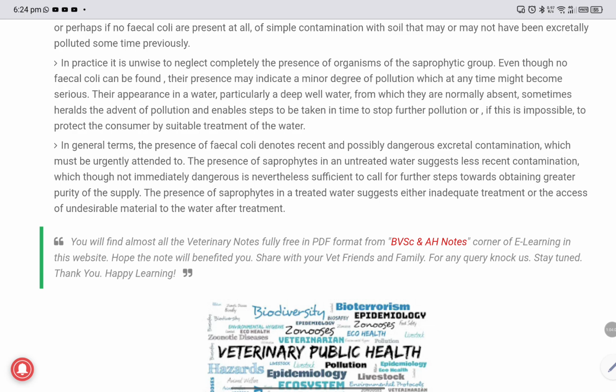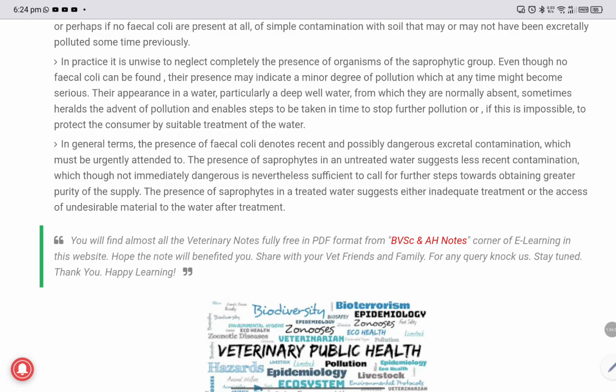The presence of saprophytes in a treated water suggests either inadequate treatment or the access of undesirable material to the water after treatment.